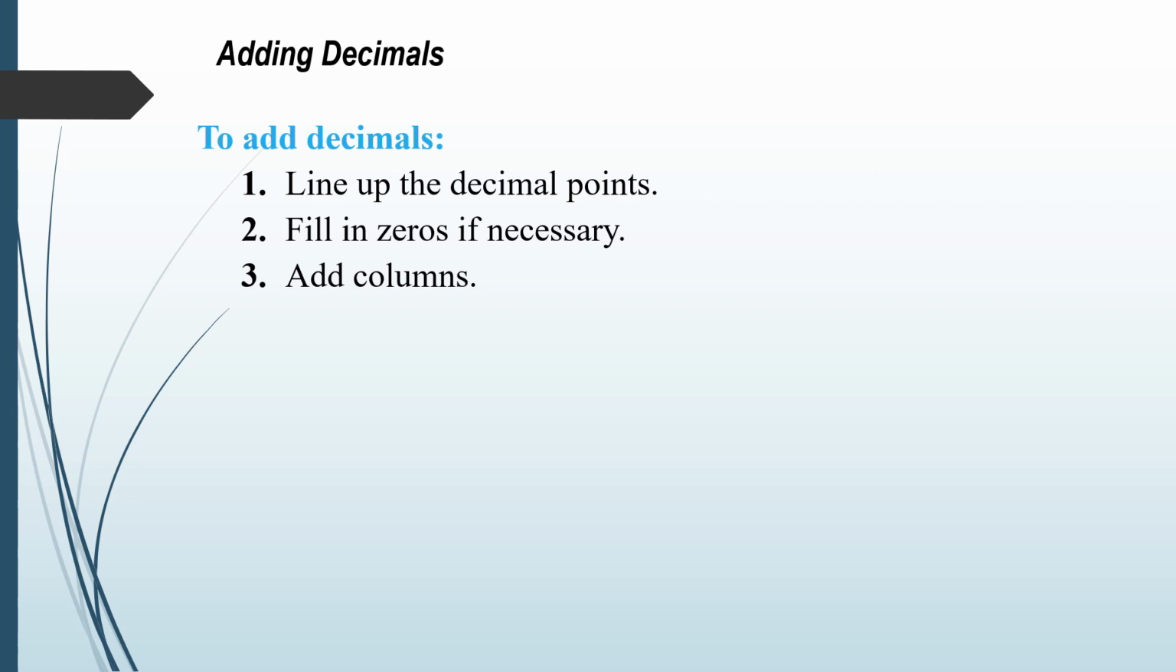Example pa natin. Adding decimals naman po. So, paano ba mag-add ng decimal numbers? Line up the decimal points, fill in zeros if necessary, add columns. I-line up natin yung mga decimal points and then fill in zeros if necessary and then add columns. Ibig sabihin yung magkakatapat, yun yung i-add. Okay, example, 2.4 plus 0.35 or 2 and 4 tenths plus 35 hundredths.